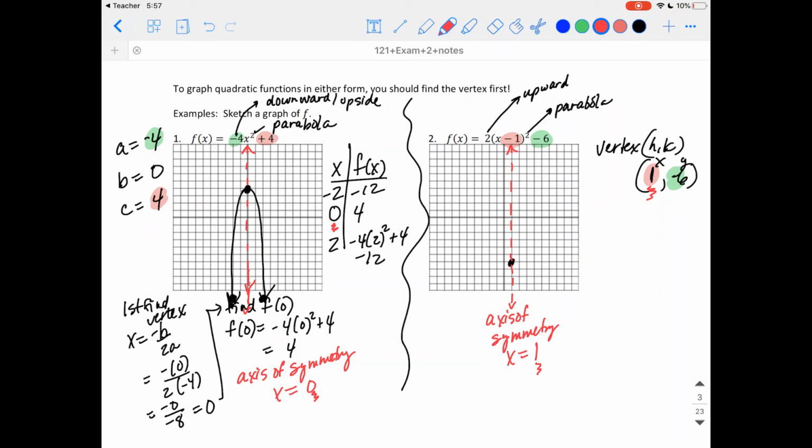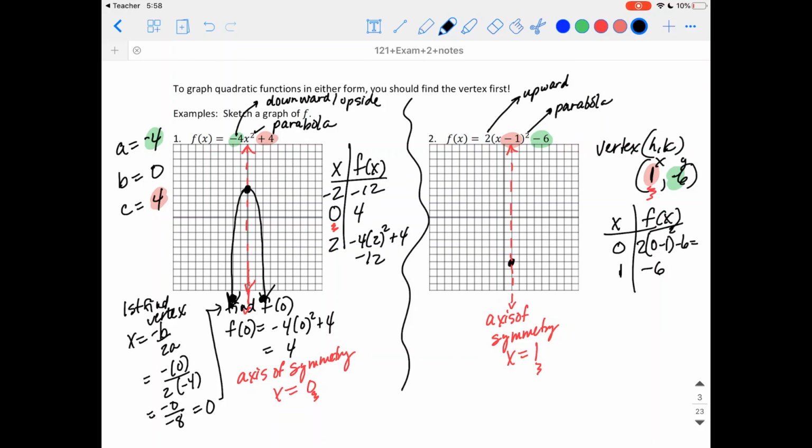And so I have a table. I'm going to make a table. So x and f of x. When x is 1, I get -6. And I can pick a point to the left or to the right of it. It doesn't really matter. So I'm going to pick x equal to 0. And I'm going to substitute it in. So this is going to be 2 times 0 minus 1 squared minus 6.